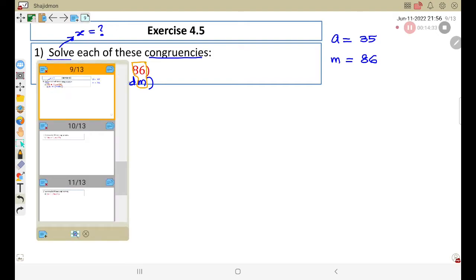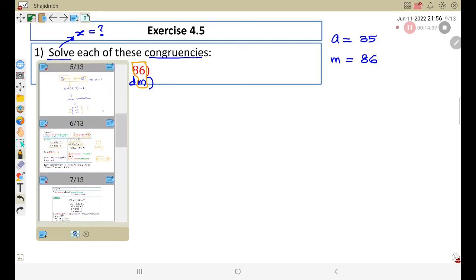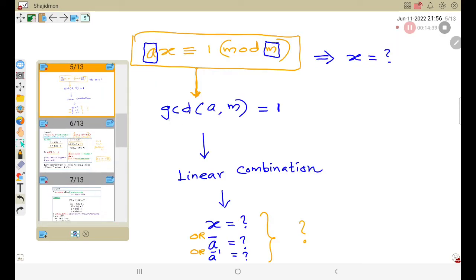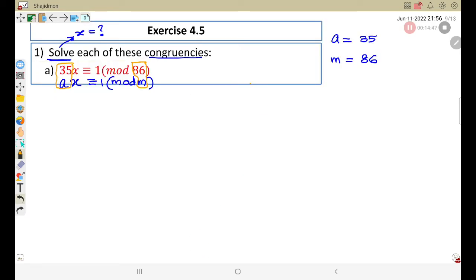Now, as I told you just before, first we need to check that the GCD of a and m should be 1. This is the first condition. After that we write the linear combination, then we write the solution, correct? So first we check that the GCD of these two numbers, a number and m number, should be 1. Okay, so as I told you before, we divide the page into 3 like this.